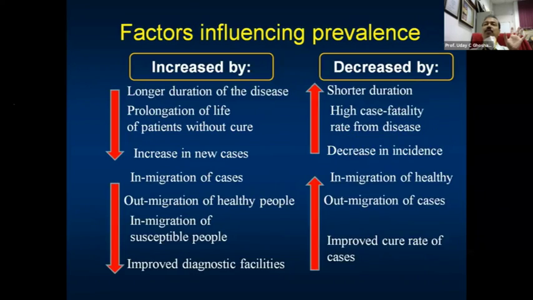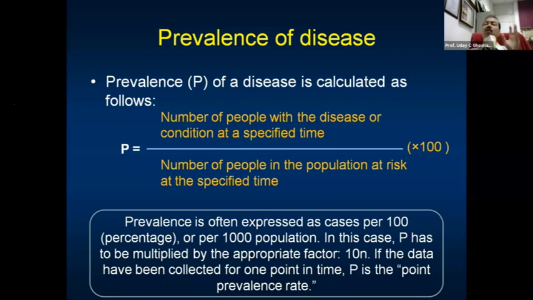2,774, they are the population. Now, the number who have this disease, divided by the population and multiplied by 100, is prevalence. This is not incidence. What is incidence?